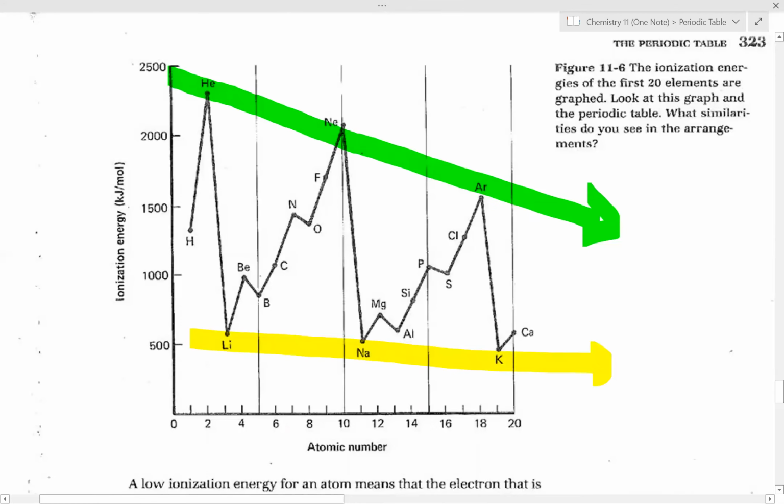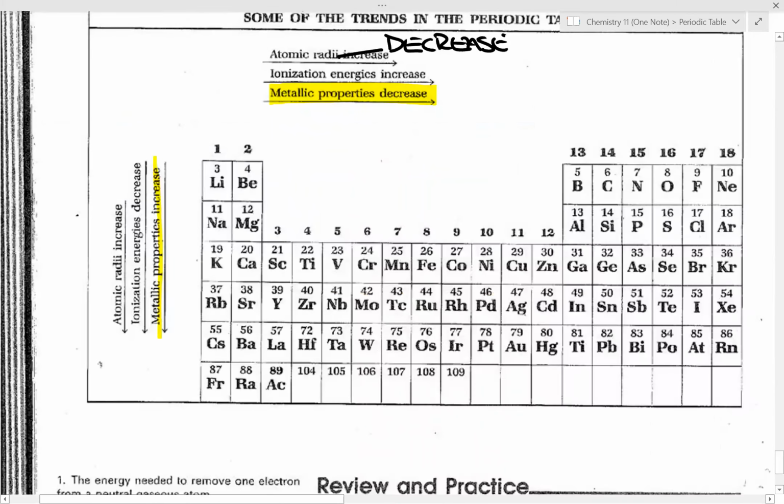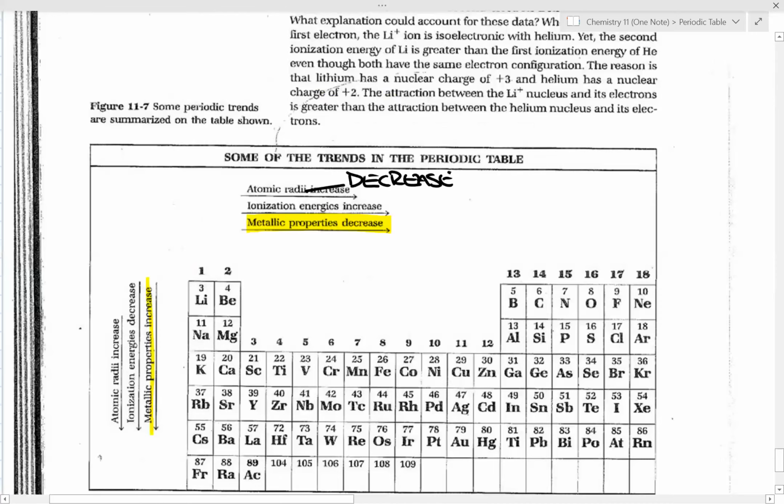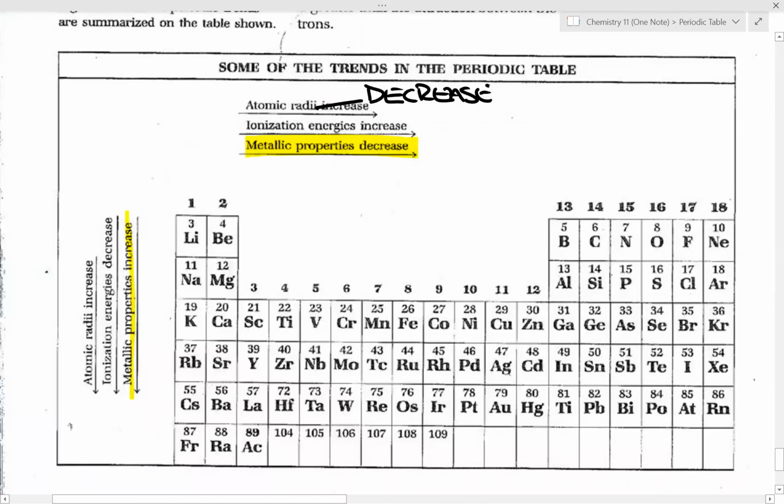Now, the last thing is this. You will notice on page, I believe it's page 324, a summary of the trends for the periodic table. I've talked about the atomic radius and the ionization energy. You might want to confirm that across the top, the ionization energy decreases. In some of your books, there's a mistake.